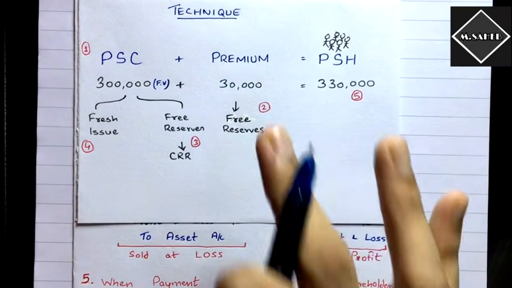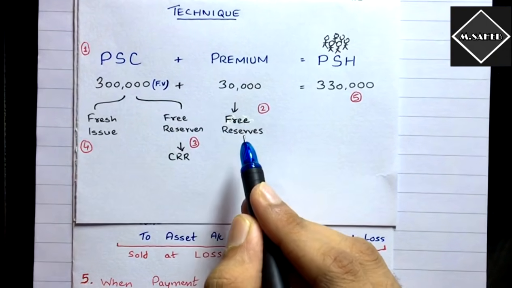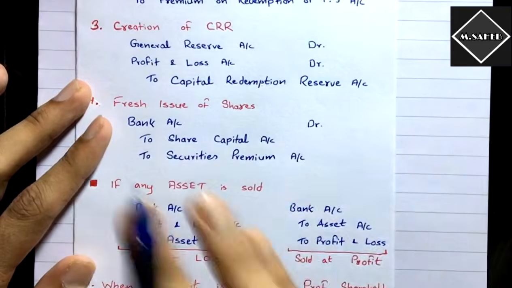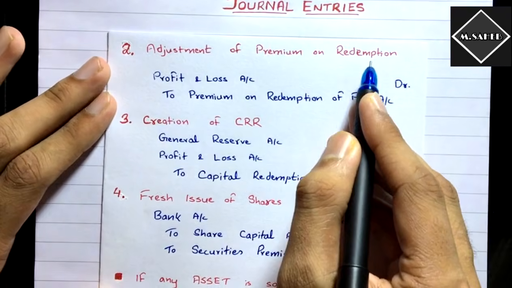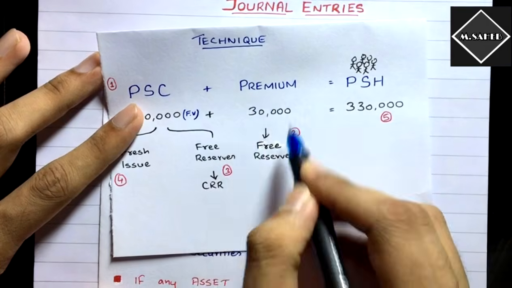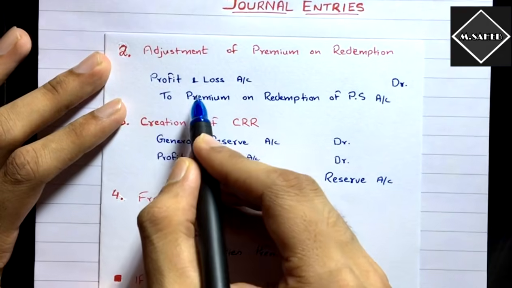Simple, right? You can only use free reserve. That's it. That's the conclusion. You cannot use securities premium reserves. You can only use free reserves to bring the money for this premium, right? So the second entry is adjustment of premium on redemption. The second entry is to bring the money for this premium. And from where are you going to bring it? You are going to bring it from free reserves. Okay, see, it's very simple.